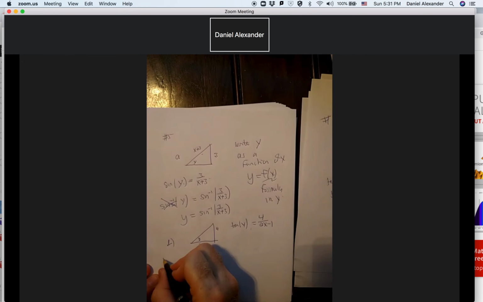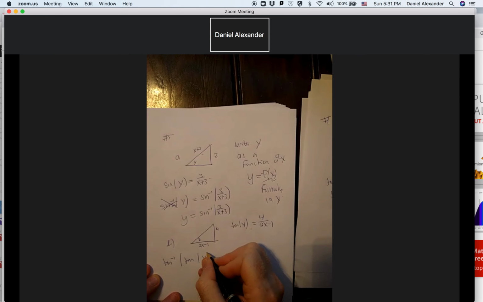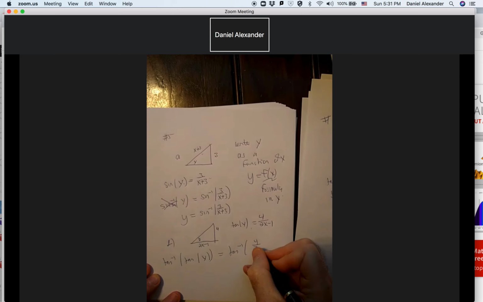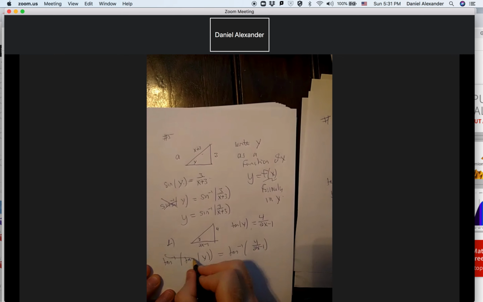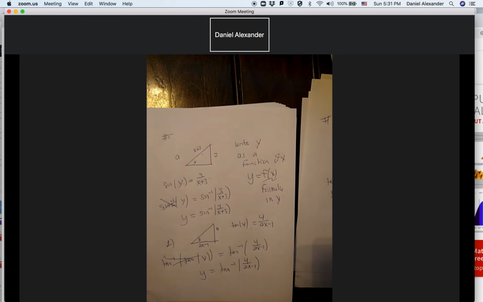So I need to get y alone. So I'm going to use that fact that we used earlier, that if I take the inverse tangent of both sides, those cancel, gets rid of the y, and I get y equals tangent inverse of 4 over 2x minus 1. Okay, I got one more to do.